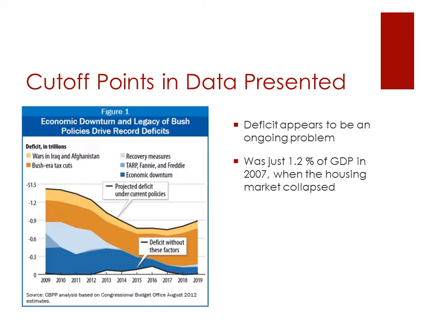Now, what is important to know about this is in 2007, when we were looking at this, the deficit was only 1.2% of the gross national product when the housing market collapsed. So whenever somebody is giving you data cut off at a certain point like this, the first thing you want to do is ask for the full data set. I want a full representation of all of that data, because you want to ask yourself, why are they choosing to cut it off at certain points? Why did they choose to cut off in 2009 instead of 2007? There might be a good reason, but you should always ask that question, at least of yourself.